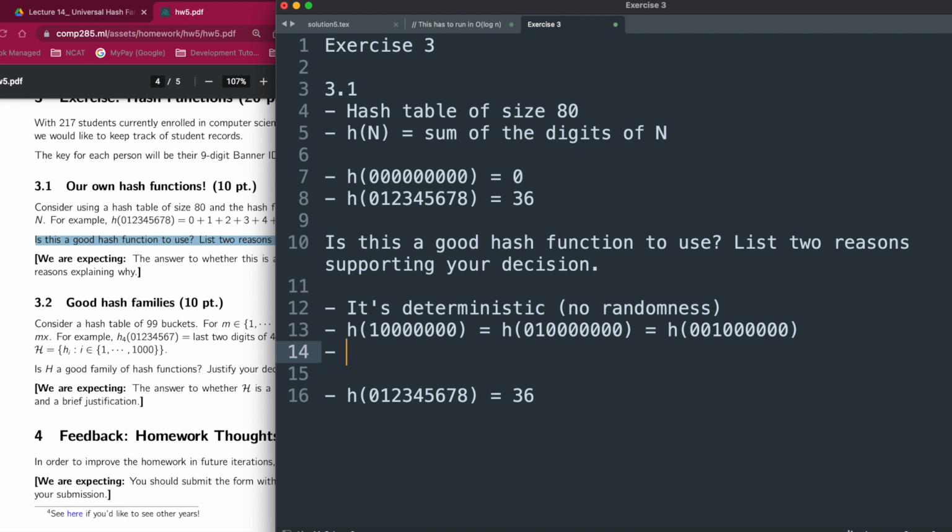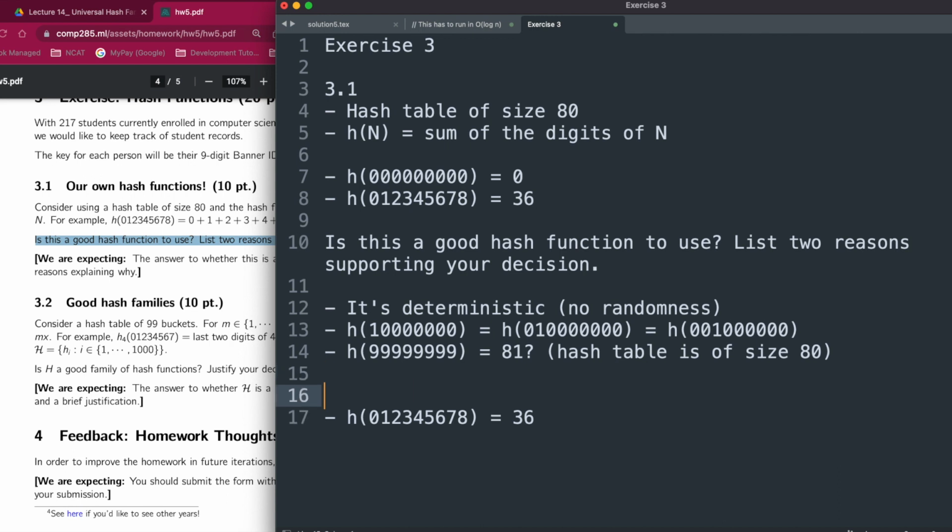Now, the other problem, which maybe you thought of, but is also kind of an implementation detail, is, well, the hash of 9999999 is 81. But our hash table is of size 80. So this is a bad hash function for this hash table because we are actually going to try to index outside of our hash table if somebody gives us this ID.